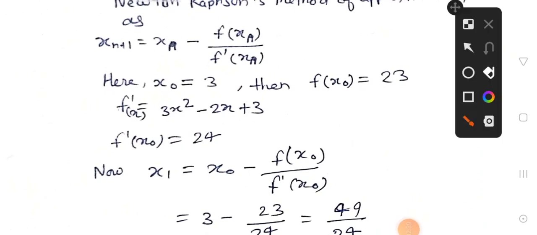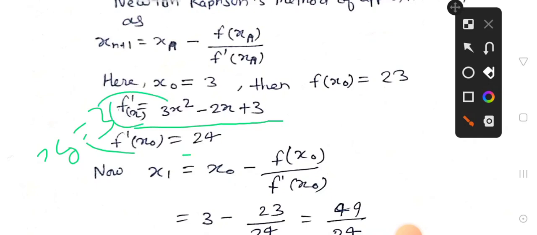Now we will further solve the equation by using f dash x. We first find f dash x, the differentiation of the function with respect to x. Then we find that f dash x is equal to 3x square minus 2x plus 3. Then we find f dash x naught is equal to 24. Here x naught is equal to 3, and putting this value in the equation f dash x, we find 24.